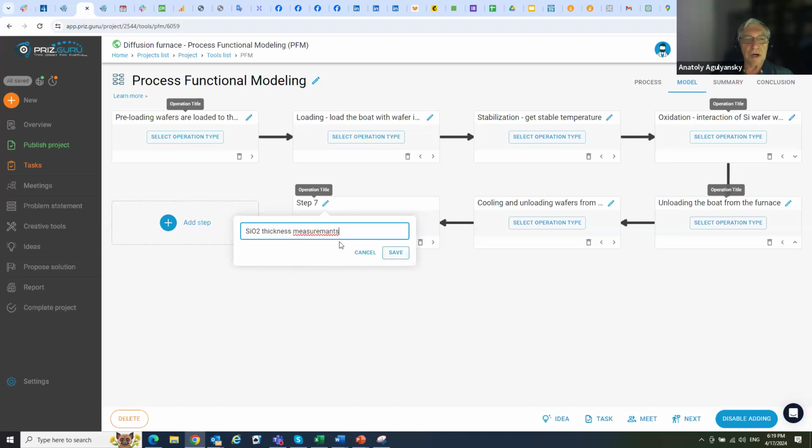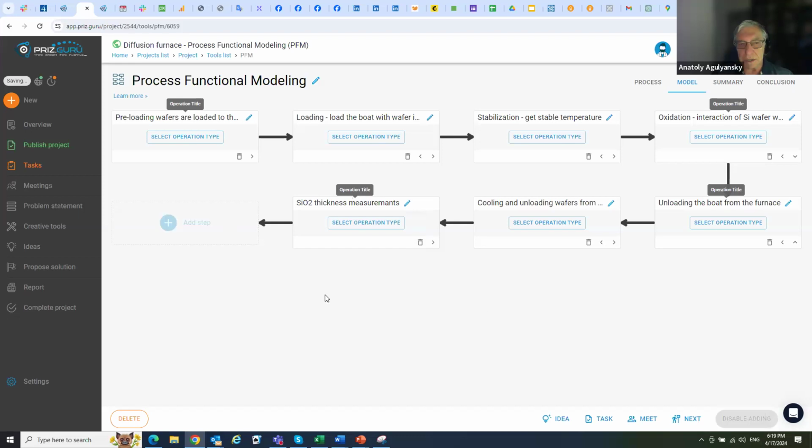Save. So we don't need this. We can click disable heading. Or if we need to add something, we can click enable heading. Very, very useful. So the next, we already built the flow, but an empty flow. First, we should define what type of operation each one is. There are 4 types of operation.